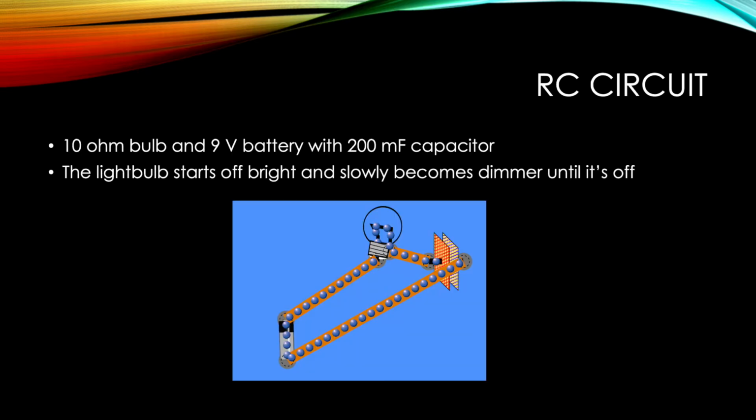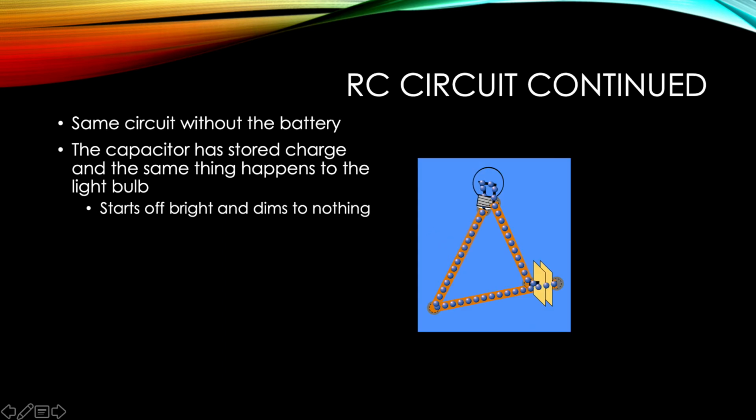Now on to the RC circuit, with a 10 ohm bulb, 9 volt battery, and 200 microfarad capacitor. The light bulb starts off bright and slowly becomes dimmer until there's no current in the circuit and no light. This is the same circuit without the battery but with a charged capacitor. The capacitor has a stored charge, and essentially the same thing happens to the circuit and the light bulb, but the current flows in the other direction before coming to a stop.